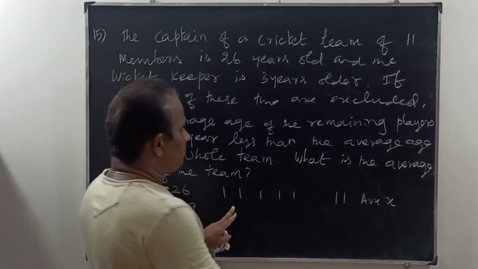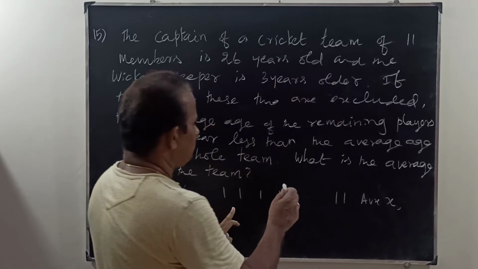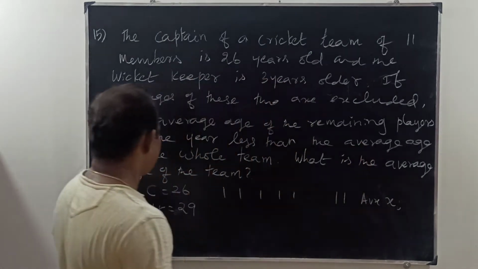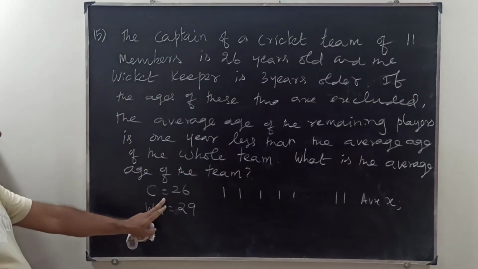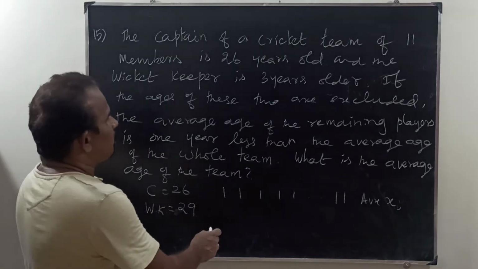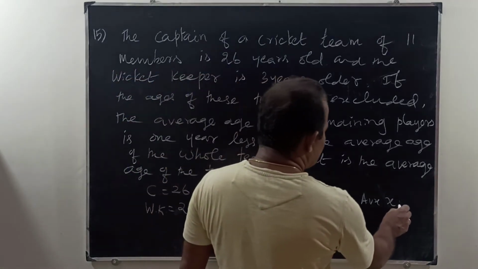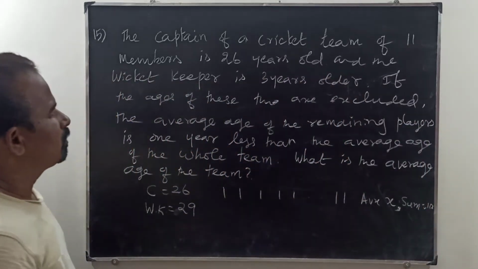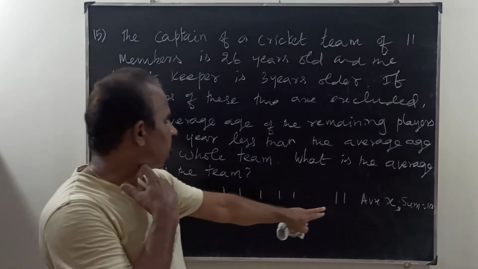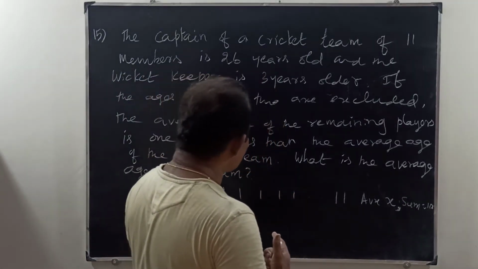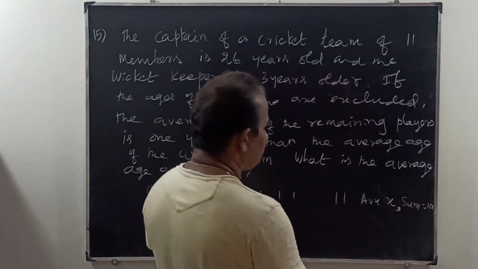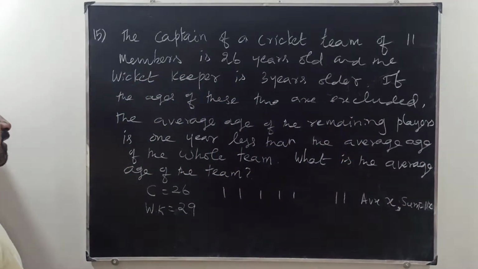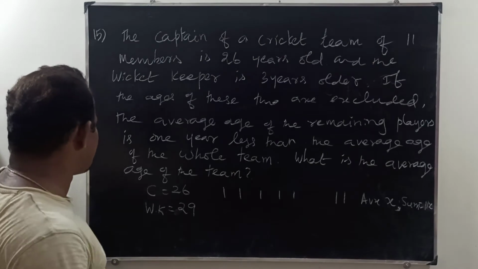Let us take the average is x. Now the total age, the sum of the ages, is equal to 11x. So the average of the team is x, and the sum of the 11 players is 11x.